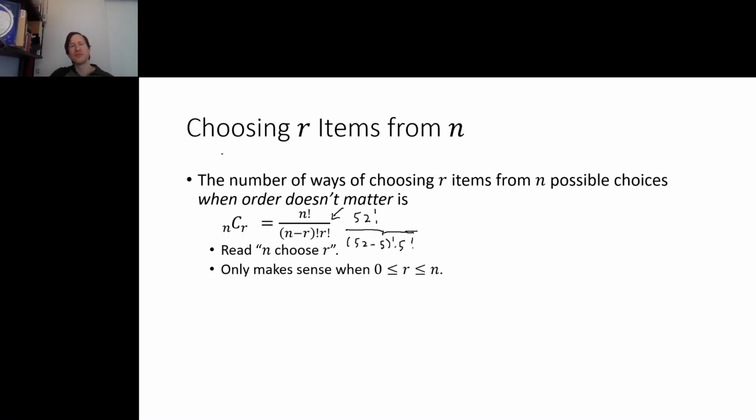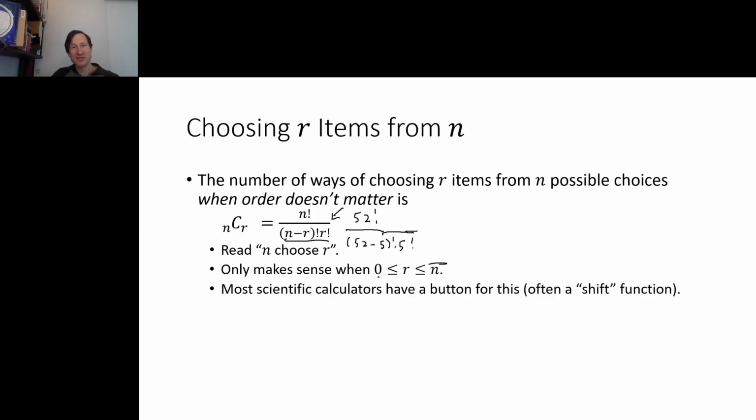Notice that this formula really only makes sense when R is between 0 and N. It could be 0 or N, but you can't have R be negative, and you can't let R be bigger than N. The reason for that is if R were negative or bigger than N, in the denominator here you'd have a factorial of a negative number, which, it turns out, is defined, but it's not what you want in this situation. So this formula only makes sense if R is between 0 and N.